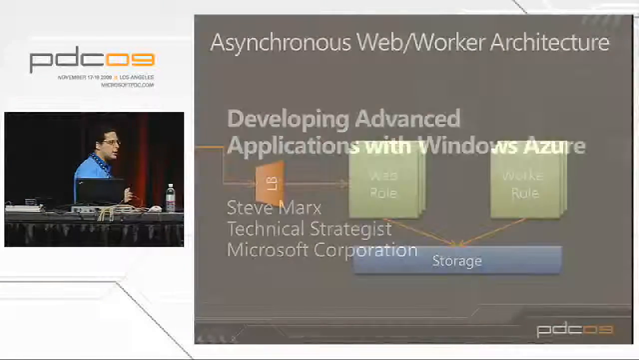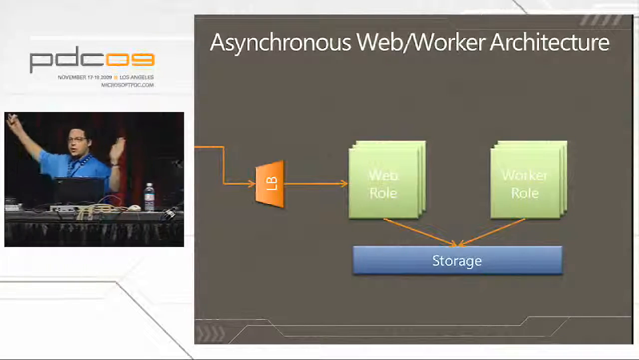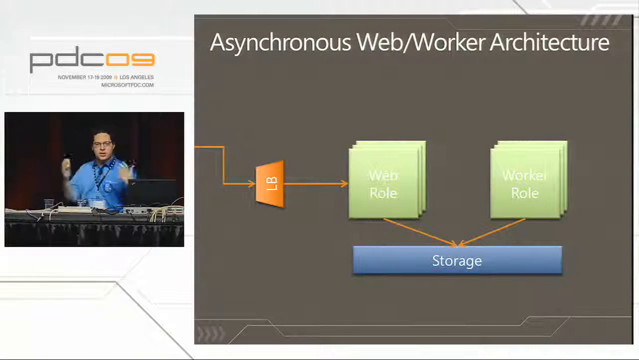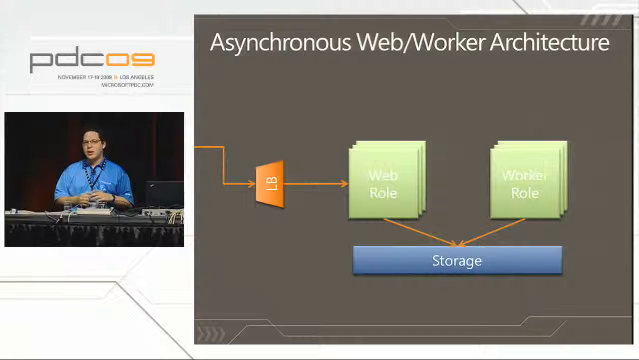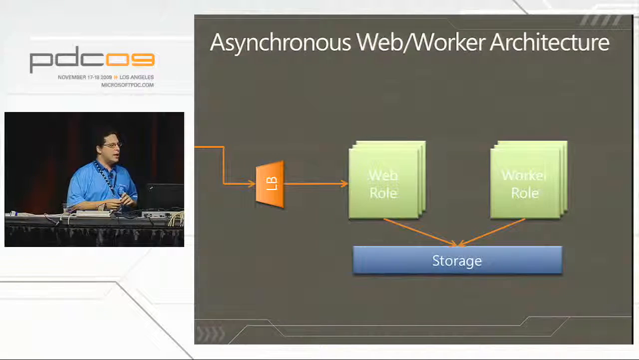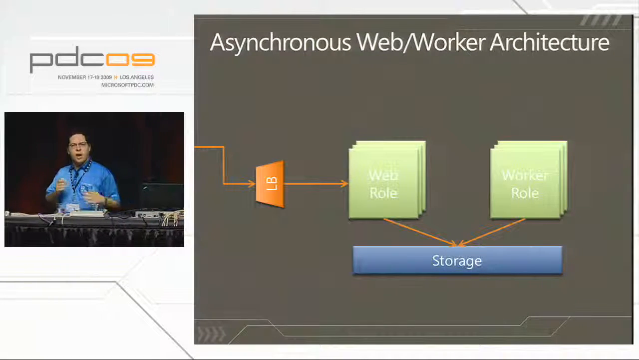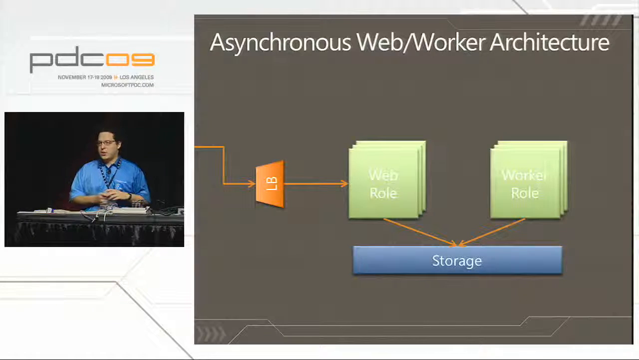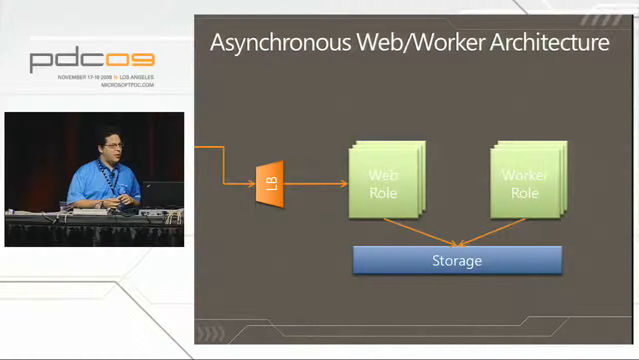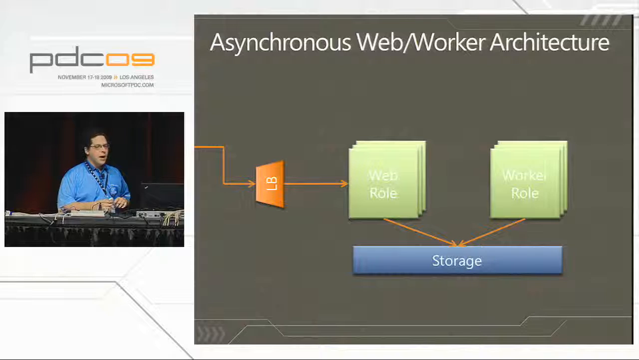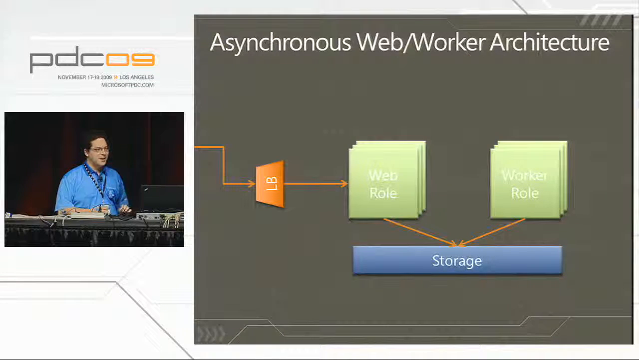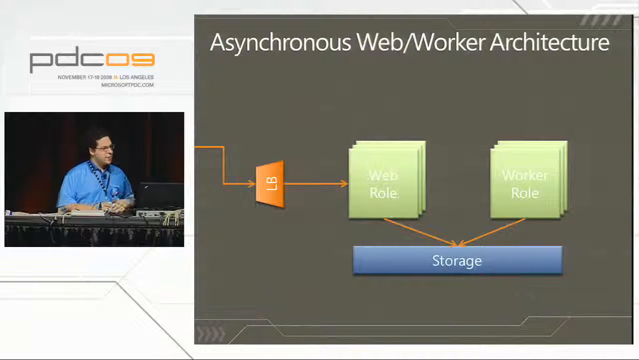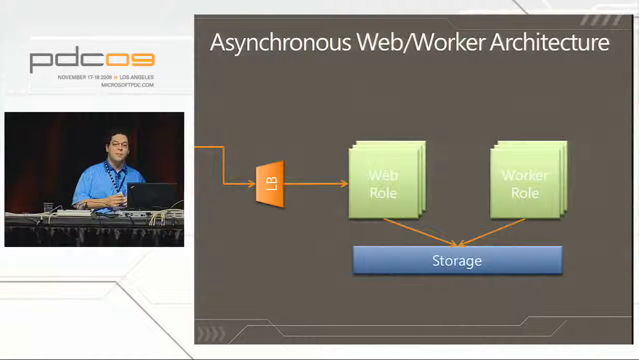Okay, so let's dive right in. This is what you've all seen. This is really Hello World. This is what Hello World consists of in the cloud these days. It's the asynchronous web and worker architecture. We've been talking about this for about a year since our first CTP of Windows Azure came out. Don't knock this pattern, despite the fact that I'm going to skip past it because now we can do much more interesting and complex things.